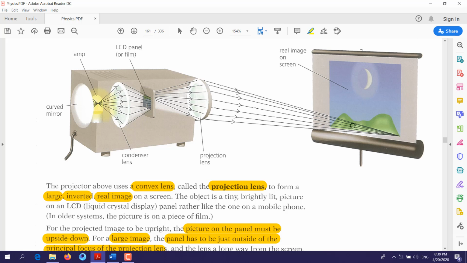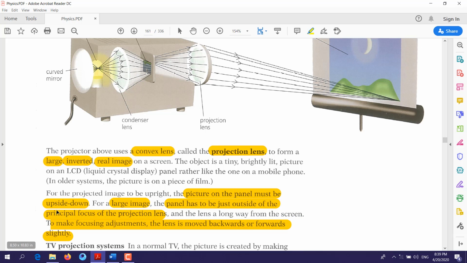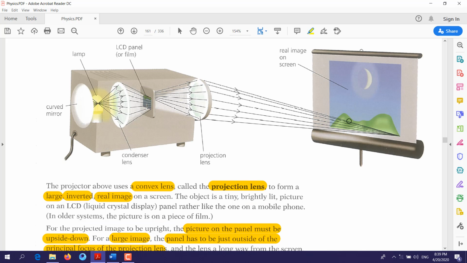This image will be formed on a screen. Now, how does it work, or what is the principle of it? If you look here, what do we have? We have a lamp, an LCD panel, and then the projection lens. For the projected image to be upright, because here we said the image will be inverted. Inside here it's inverted, but when it's on a screen, it's upright.